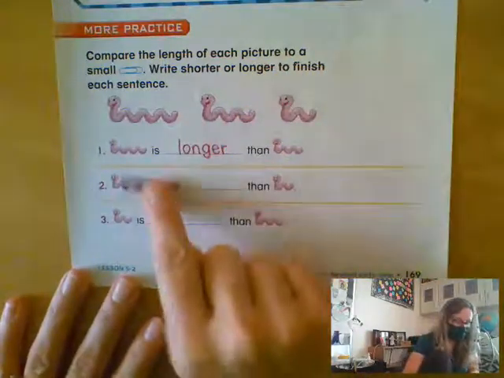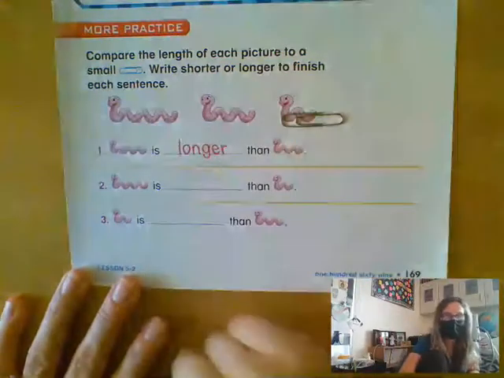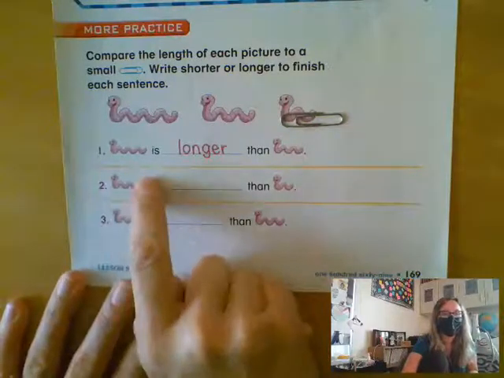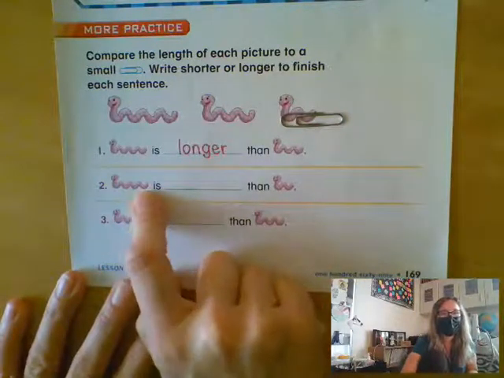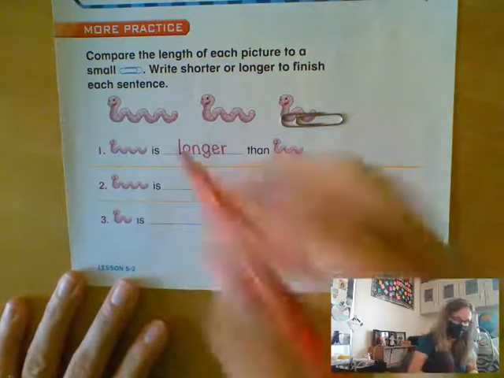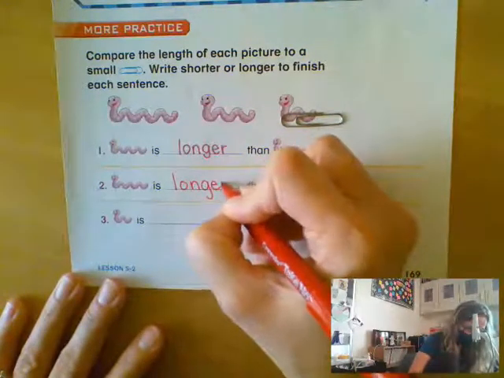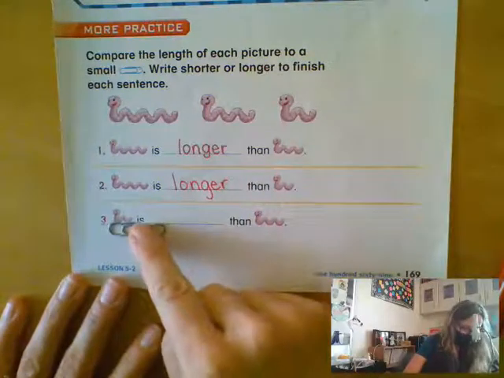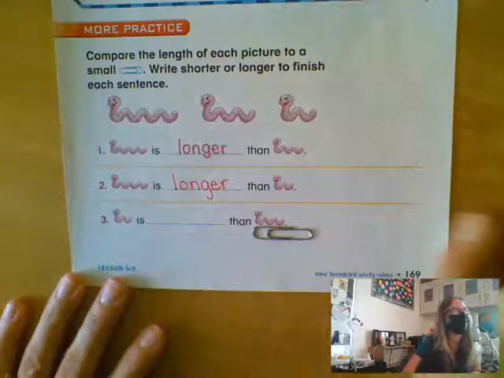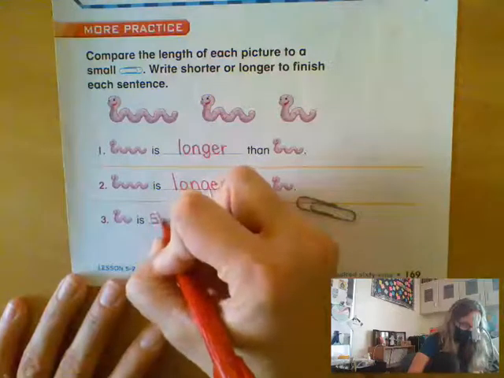And now, is this guy longer or shorter than this guy? Victoria? So is he longer or shorter than him? He's longer. So write longer for number 2. And now, is this little guy longer or shorter than that guy? Camila? Shorter. So for the last one, write shorter.